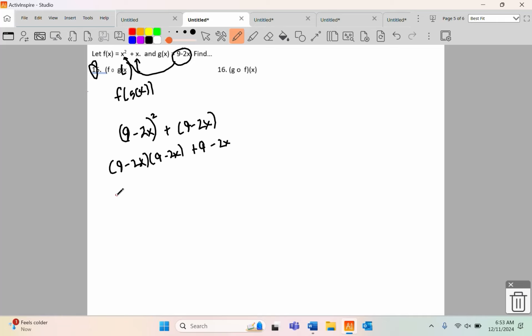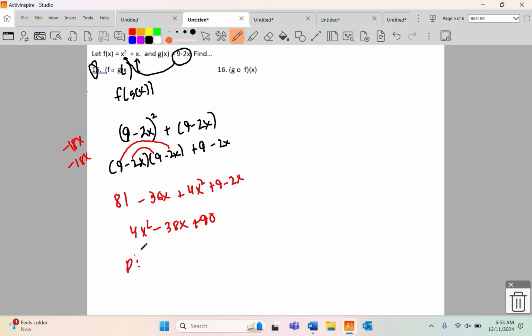So if I square, I'll have 81. I'll have a minus an 18x there. I'll have that happen again, which is minus 36x. And then I have a negative 2x times a negative 2x, which is plus 4x squared, plus 9 minus 2x. So we have a 4x squared, we have a negative 38x, and then we have 90. I didn't ask for it, but the domain for this thing is negative infinity to infinity, or all real numbers, or something along the lines of that.